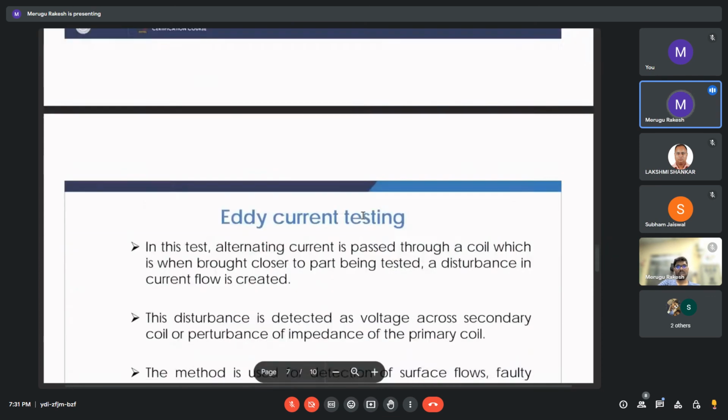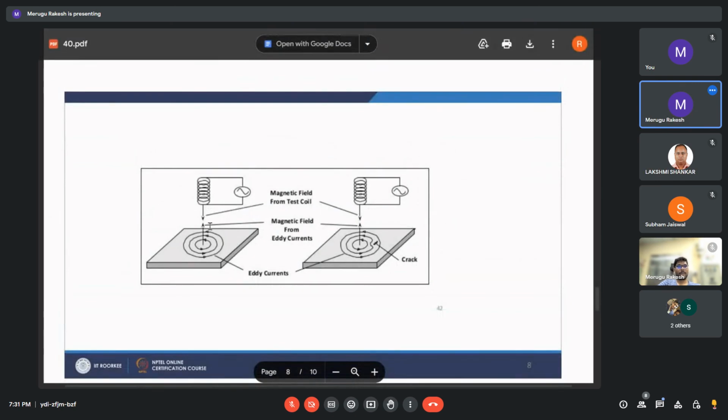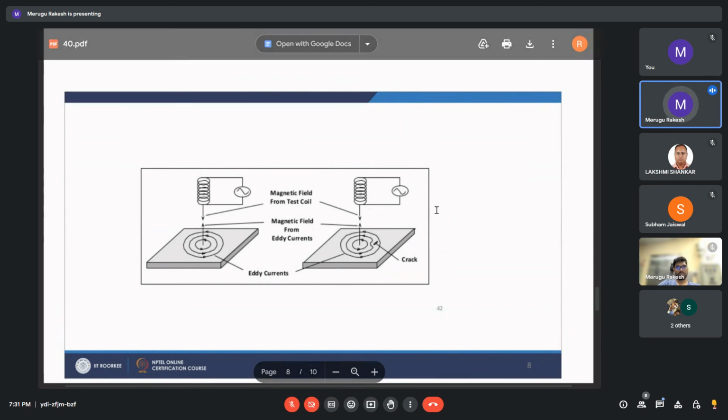Then we have eddy current techniques. This is how it works. Here they have shown only one coil. If you apply some potential to it, it will induce eddy currents on the surface of the object, and these eddy currents will again generate a magnetic field, which will be detected by the secondary coil. This is the primary coil we are showing, and there will be one more secondary coil as well. We see the phase difference between the primary and secondary coils, and if there is any crack present, we get some difference in that.